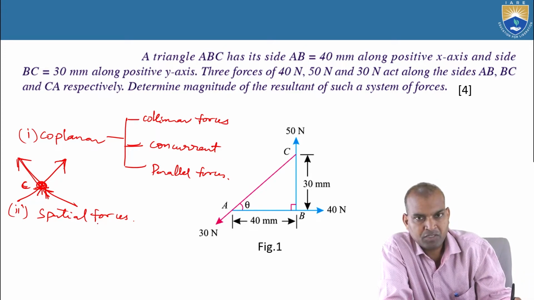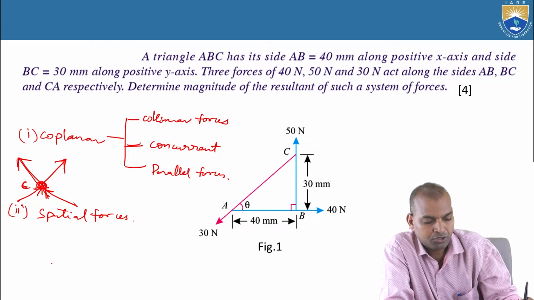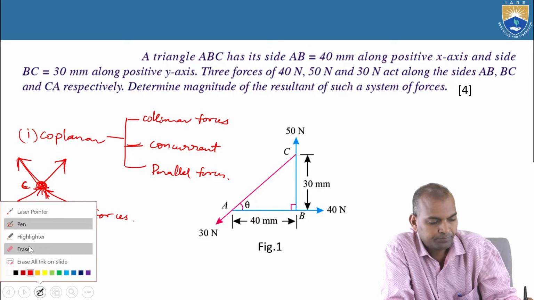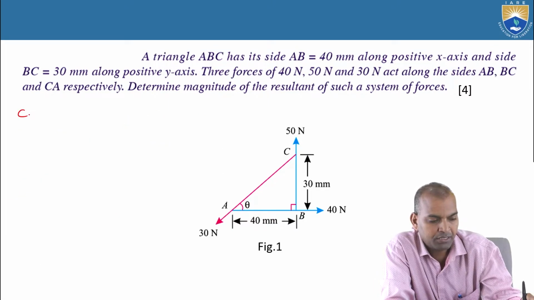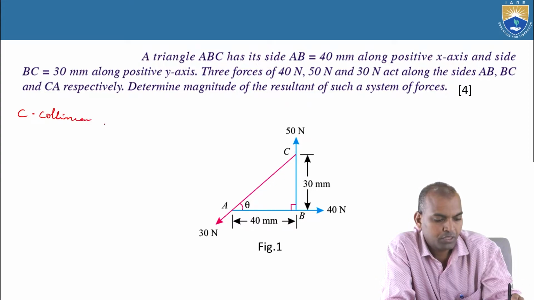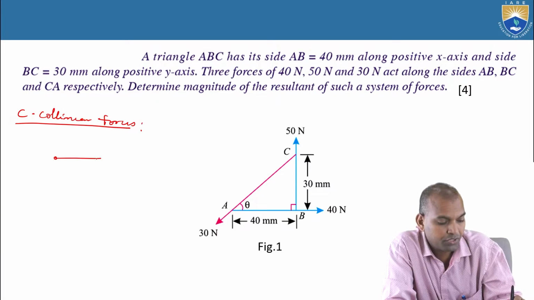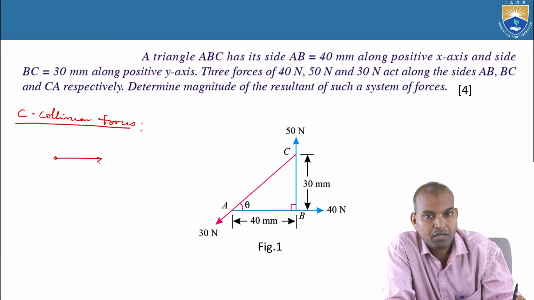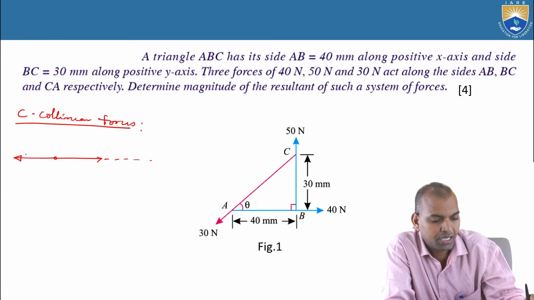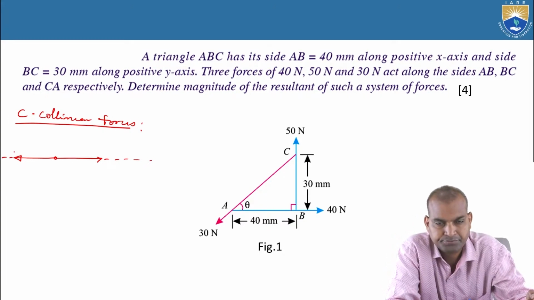And what is the meaning of collinear? In the case of coplanar collinear forces, the forces act along the same line of action. It can be in the same direction or in opposite direction, but the main thing is that they are collinear, on the same line.